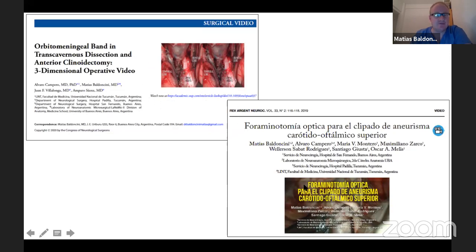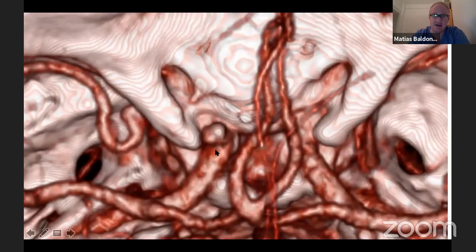Here I share on my screen two works that we have published. Here, the importance of the orbitomeningeal band for clipping some kinds of aneurysm or for removal of some meningiomas, and for performing anterior clinoidectomy. This work is published in Operative Neurosurgery, and this video in our National Argentinian Neurosurgery Journal, Optic Foraminotomy for clipping carotid ophthalmic aneurysm. I am sharing here a small aneurysm arising from the ophthalmic segment of the carotid artery. Professor Rhoton gave us a beautiful lecture about this anatomic segment of the carotid artery.